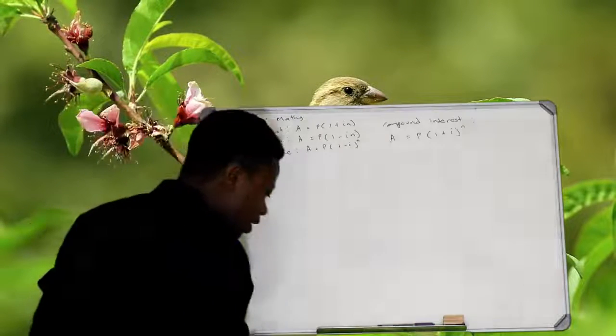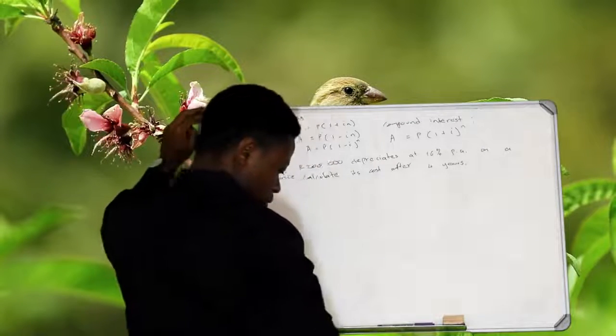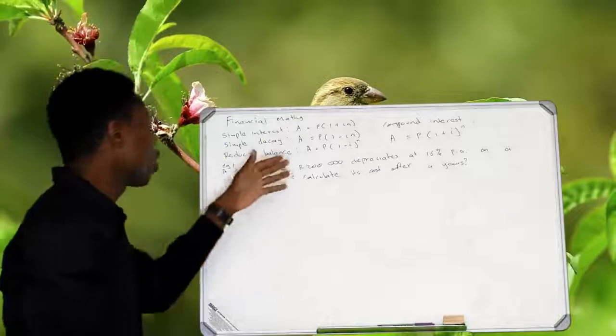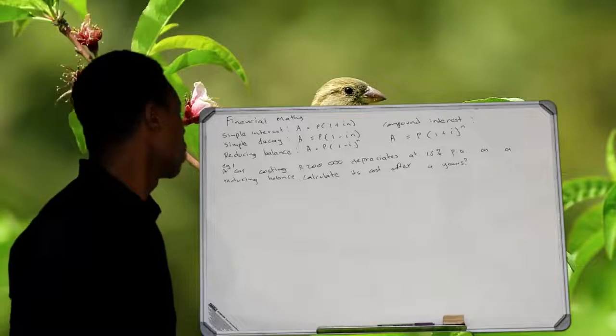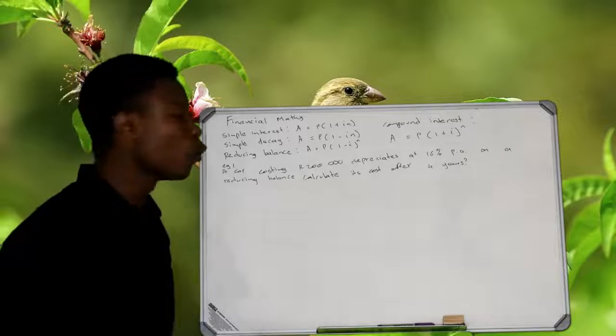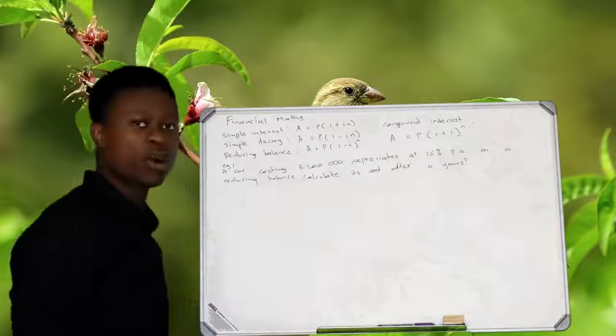So my example is example 1. Okay, so the question is, a car costing 200,000 depreciates at 16% per annum on a reducing balance. Calculate its cost after 4 years. So this question is pretty straightforward. I'm pretty sure you remember how to do this.